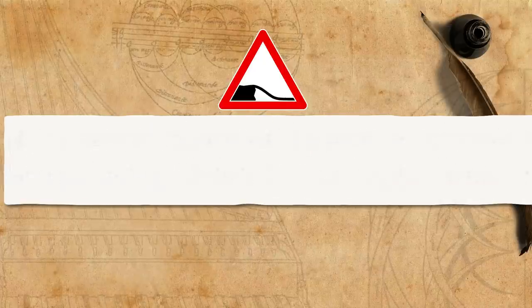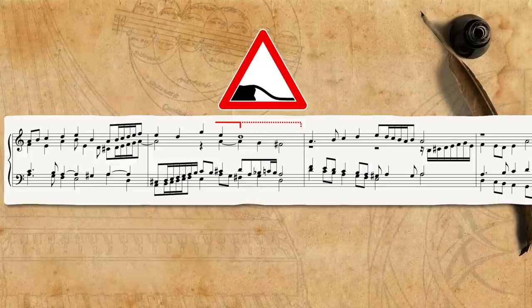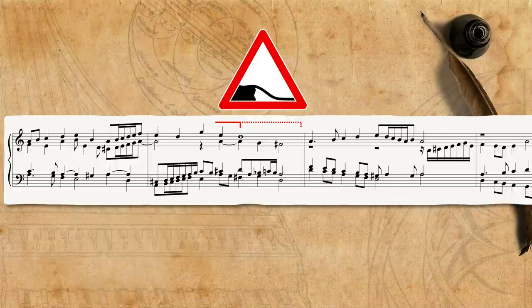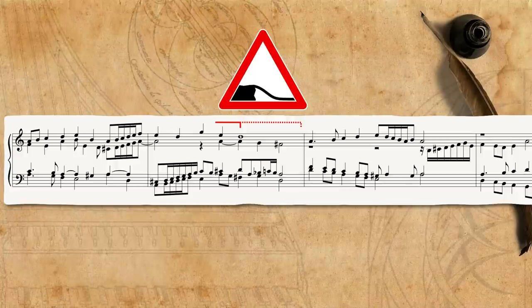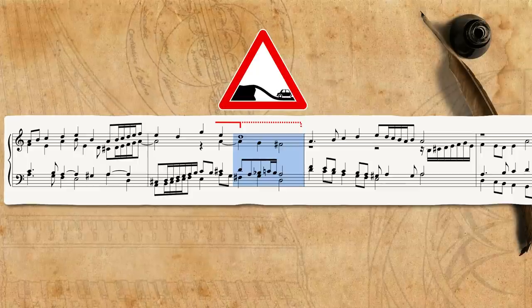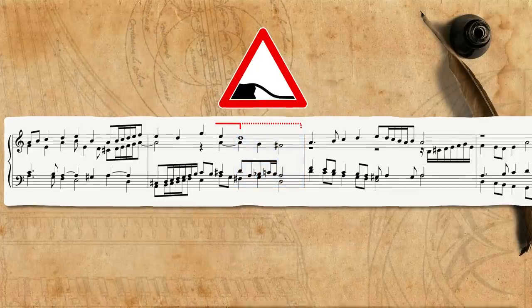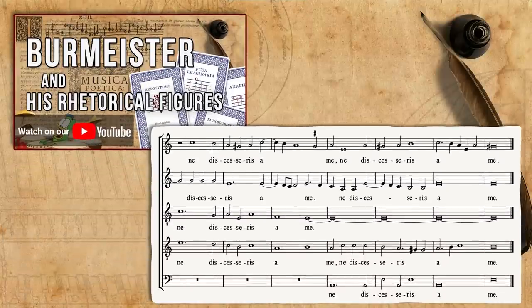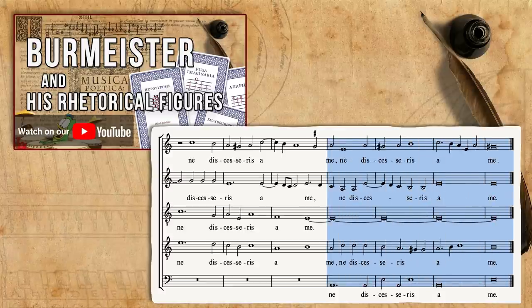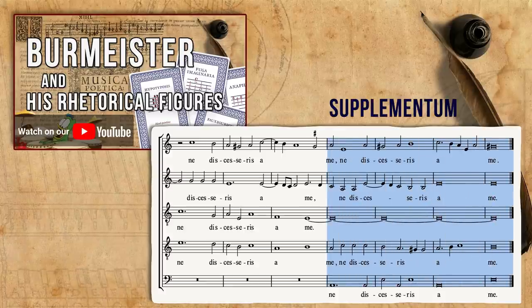And the second way, slightly more advanced, by varying the harmonies below the held final note of the melody, like in this case, for example. As we showed in another episode, Joachim Burmeister, a contemporary of Sweelinck, called such a post-cadence tail at the end of a piece a supplementum.